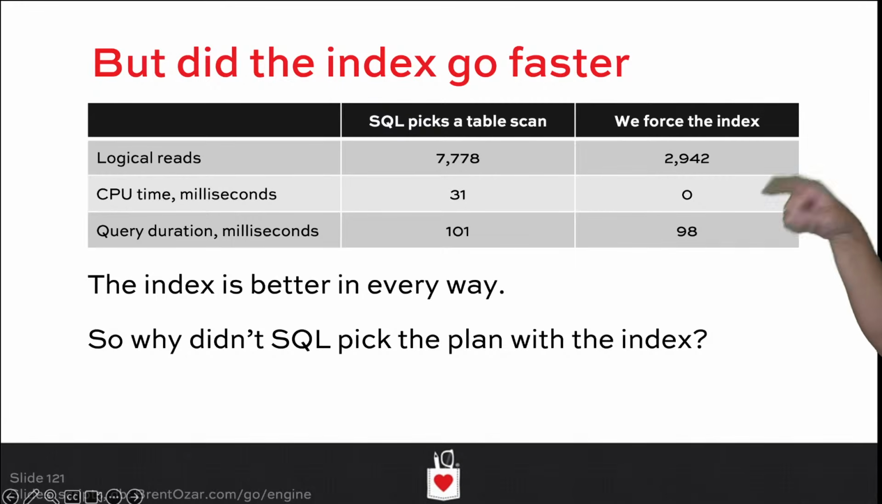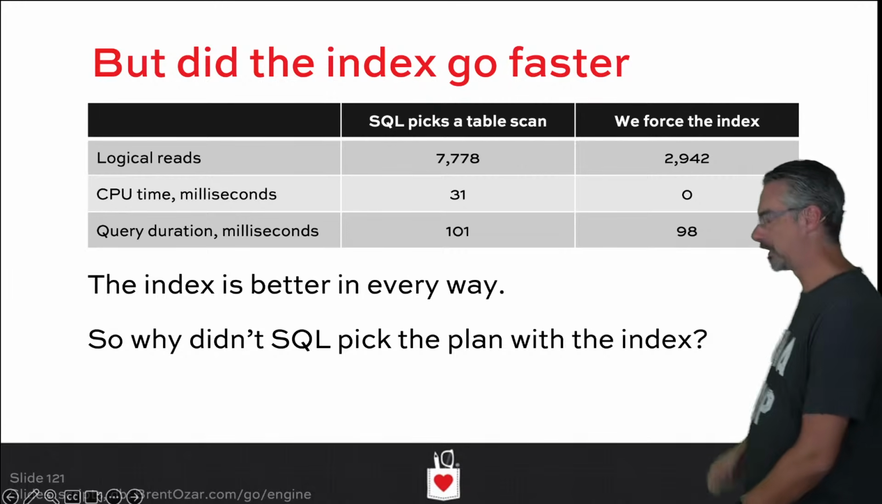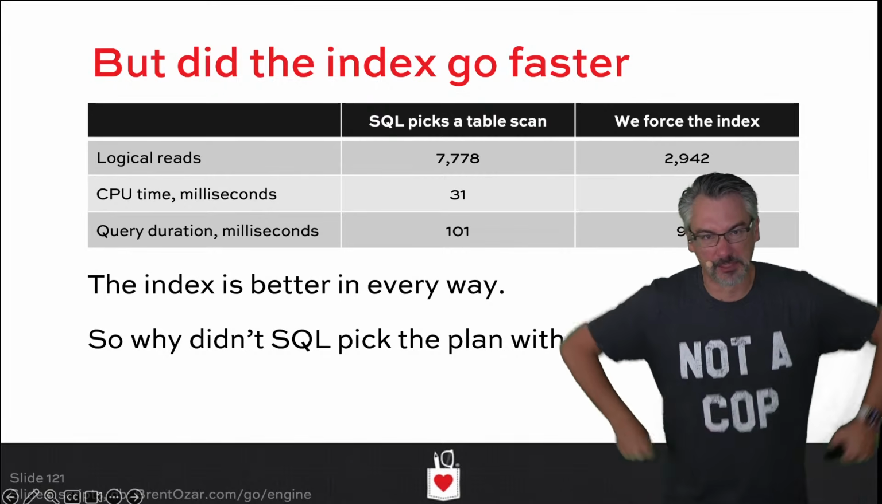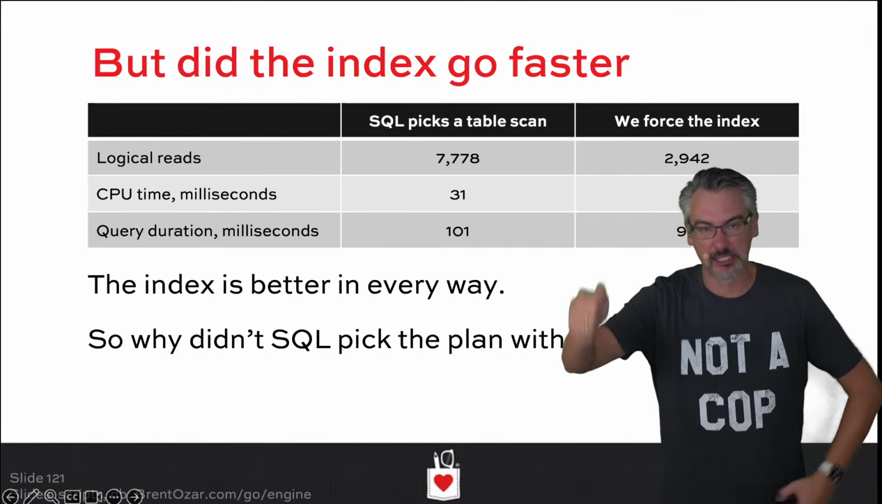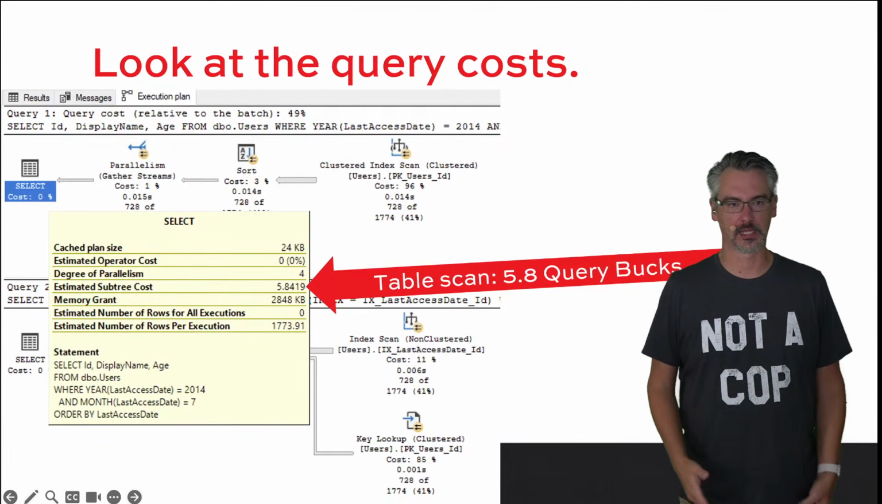The one with the index does go faster. The one with the index does less logical reads, it does less CPU time, and it takes a little less time to execute. This is what makes beginning performance tuners very angry. They're like, you just need to create, shut up, I'm going to use a hint, just create a plan that uses the index. So why didn't SQL Server choose it?